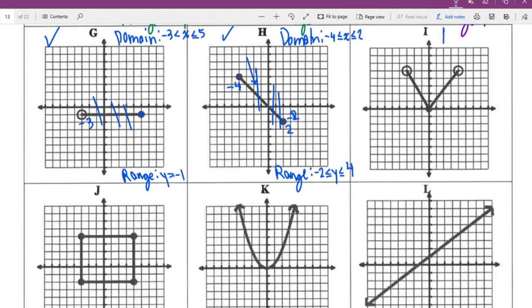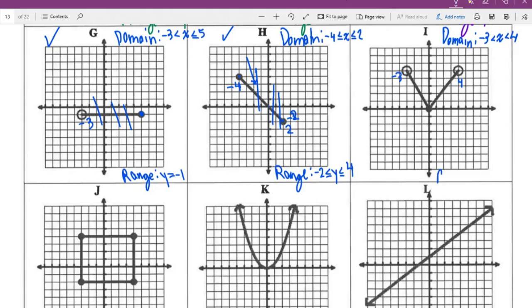So domain, 0, -1, -2, -3. Read the graph from left to right. So we have -3, 0, 1, 2, 3, 4. Okay. So we have -3 is less than, it's not included, open circle, less than x is less than 4.